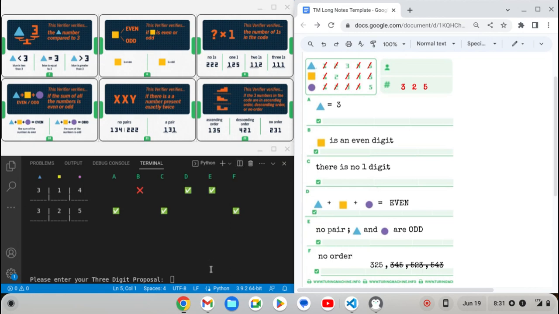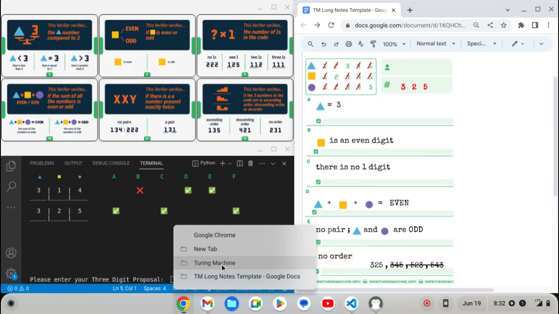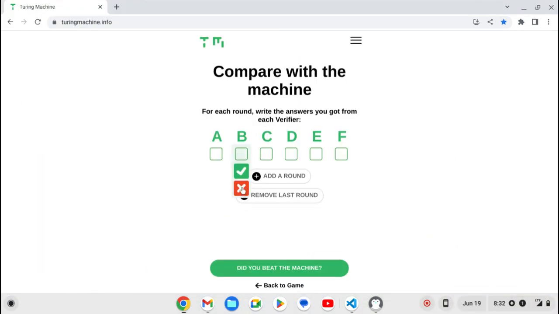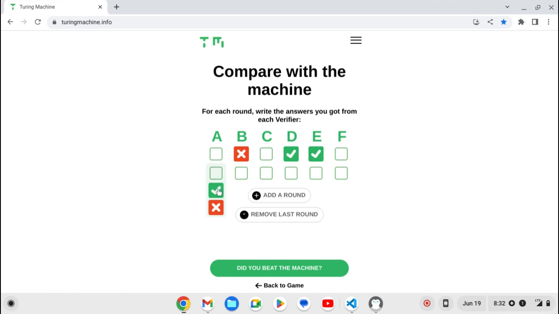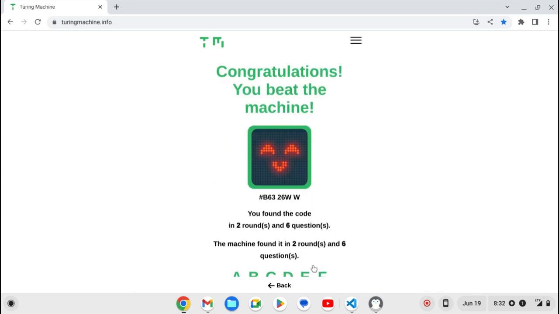Fantastic. And I believe we did test all 6. And whenever you test the same number of queries as there are criteria cards, typically you'll at best tie with the Turing Machine, but potentially you could beat it by a couple of queries. Alright, so we noticed that the only thing that failed was B, and we did BDE first. So B failed, D and E checked out, and when we constructed our second round proposal, we got it just right. As suspected, we tied with the Turing Machine. We both got it in 6 questions in 2 rounds.